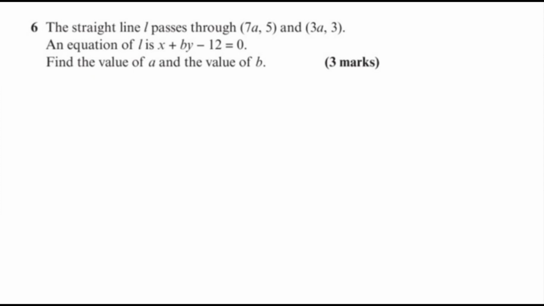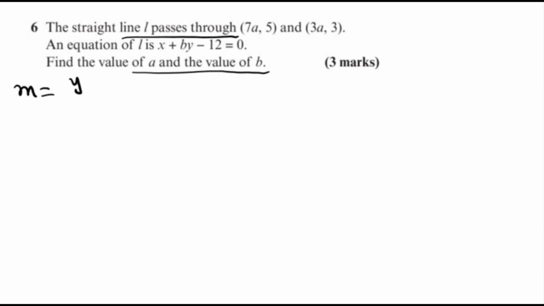Question number 6. Straight line L passes through the points (7a, 5) and (3a, 3). Equation of line L is x plus by minus 12 equal to 0. Find the value of a and b. So first we have to find the equation of line, and we can equate that equation with this equation, which will give you the value of a and b. To find the equation of line, we need a gradient first.